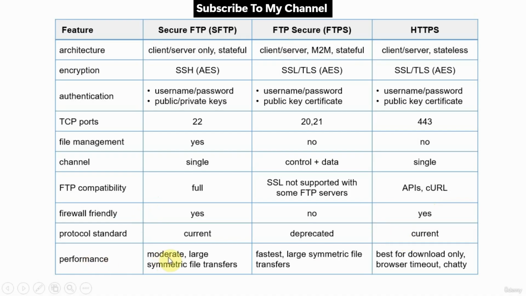Performance, it's moderate here for Secure FTP on large symmetric file transfers. FTP Secure is quite fast, so it's probably the fastest actually. And best for download only is basically the only comment here. HTTPS is good for downloads, and you have browser timeouts. It's chatty, so you can run into some performance problems with that.